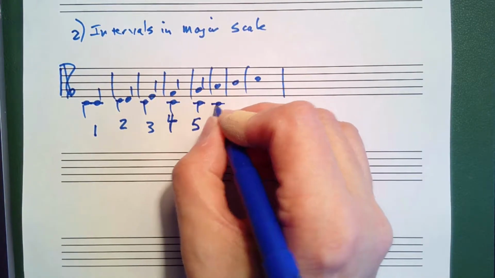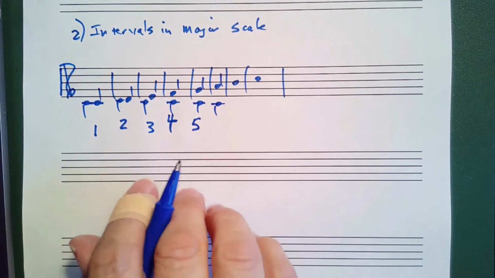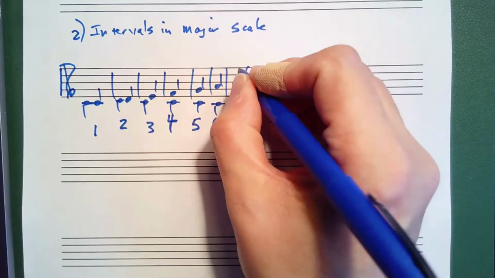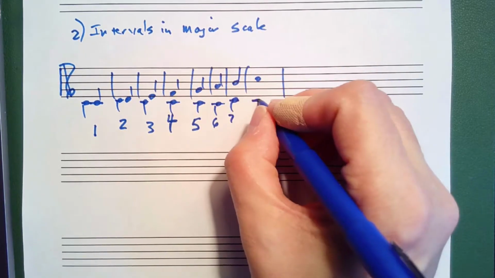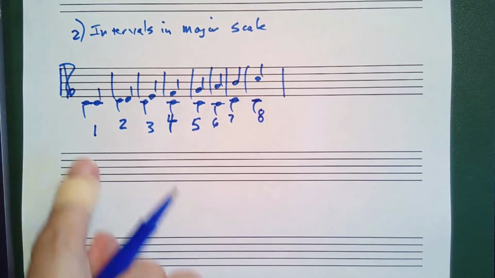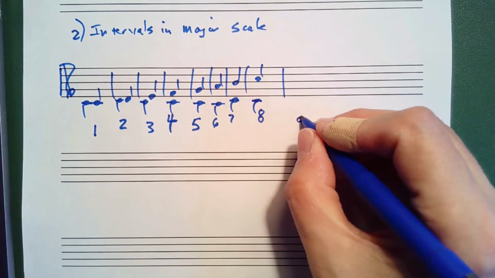From C to A, C, D, E, F, G, A is a 6. From C to B is a 7. And from C to C is an octave. These numbers are what we're calling the quantity.